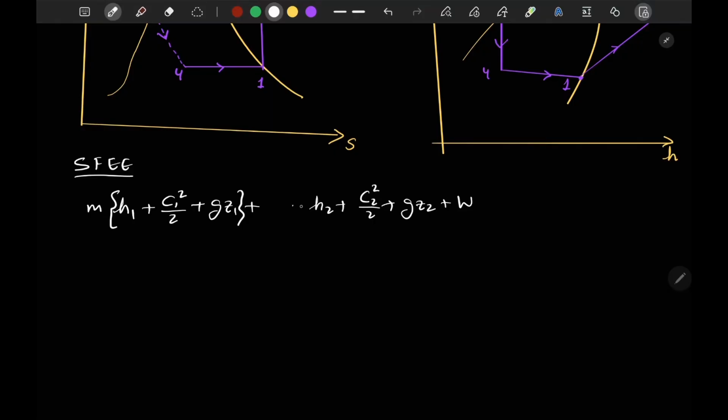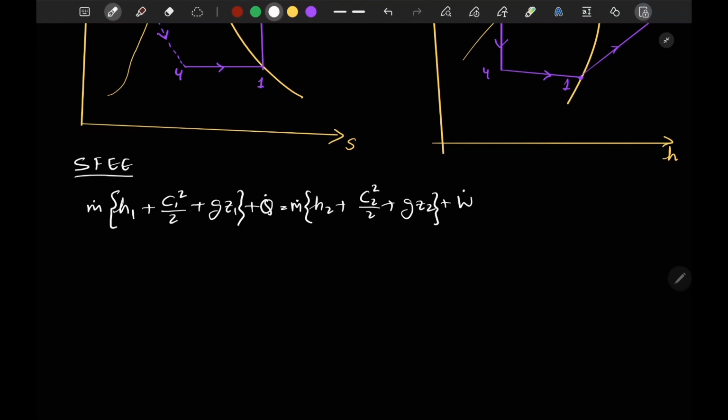This we will also multiply by m, and here we will add capital Q. Now, if the mass flow rate is there, it should be here. So we have heat rate, mass flow rate, and rate of work done.